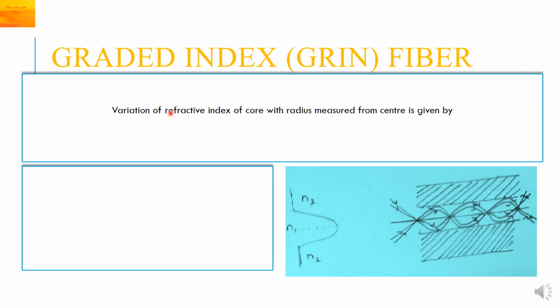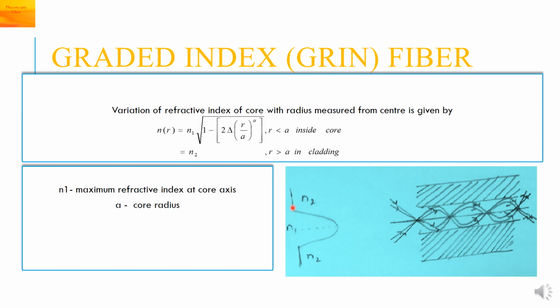So we can write down the variation of the refractive index of the core with the radius measured from the center as n of r equals n1 into the square root of 1 minus 2 delta into (r upon a) raised to alpha. This is when the distance is less than the radius of the core. So we are talking about the region inside the core, and outside the core, that is in the cladding. When r is greater than a, the refractive index will be n2. So the refractive index of the cladding remains uniform.